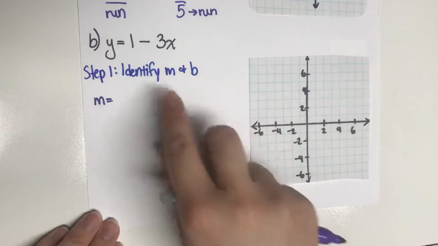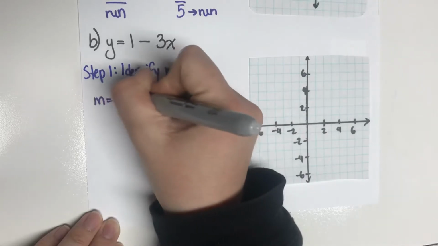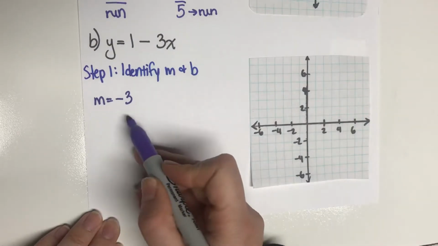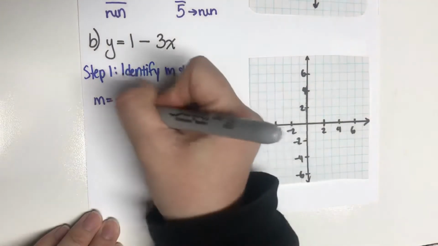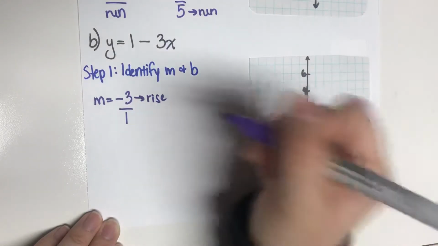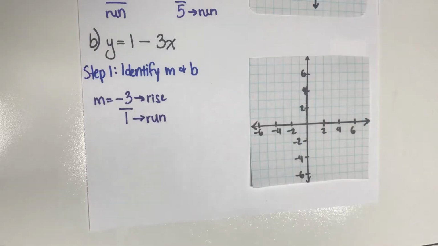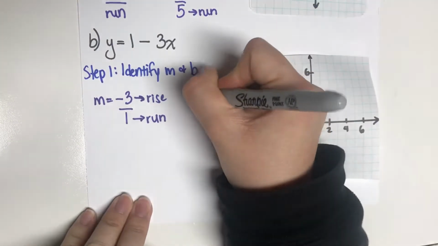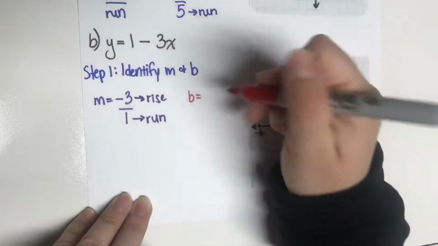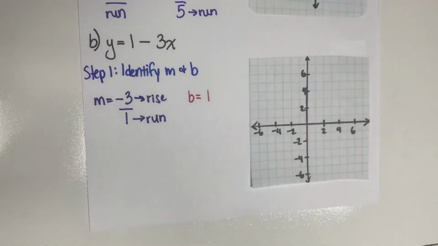So here, my slope is actually this number here, the -3. And if I wanted to say what the rise and run are, well, here there's no denominator. So remember, every whole number has a denominator of 1. So that means my rise is -3 and my run is 1. The b, the y-intercept in this case, is the number here, and that's a 1. It's positive because there's nothing in front of it. There's no negative sign, so that means it's a positive value.